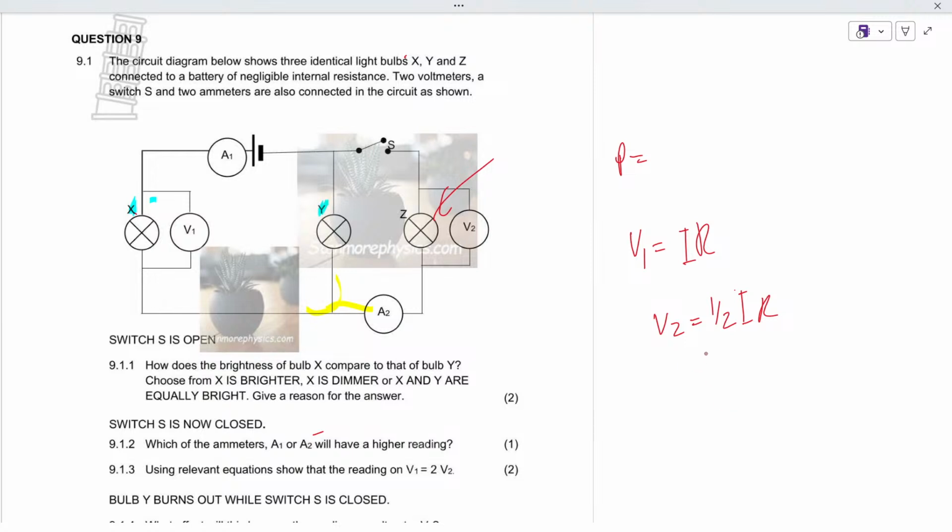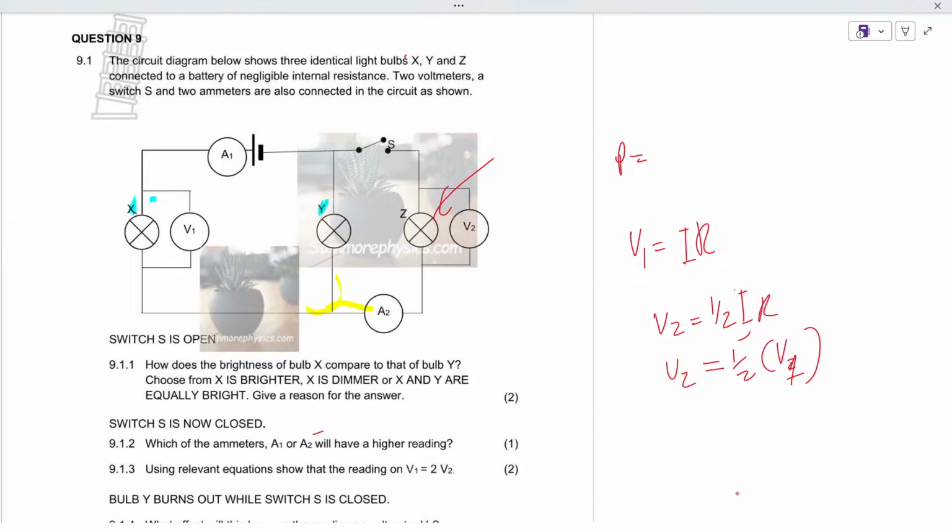Is because the resistors are identical. They have the same resistance. So now if you check the voltage V2, it's half. What does this thing represent? It represents V2. Meaning the V2 reading is half V1. So that's how you solve it, to say that V2 is half V1.